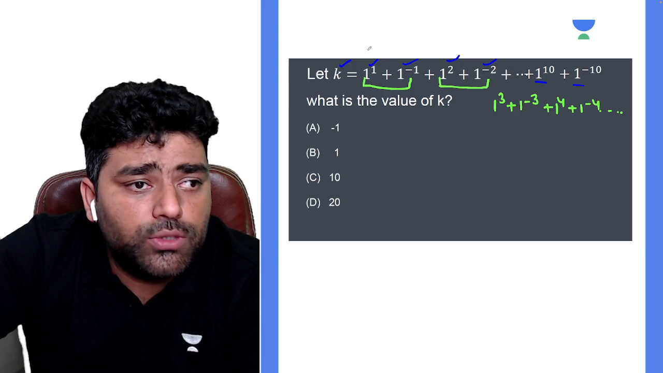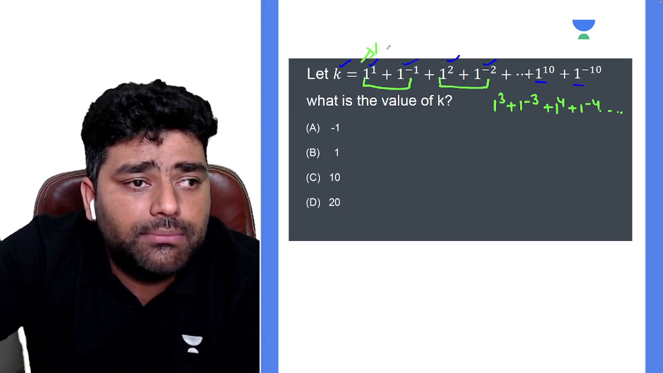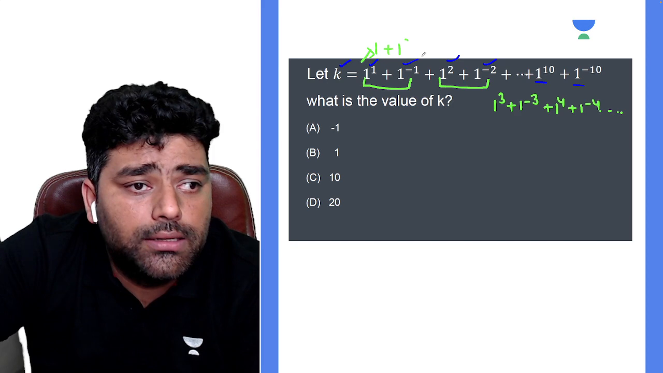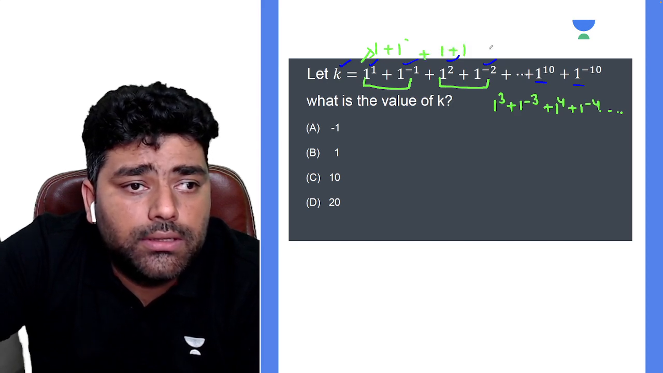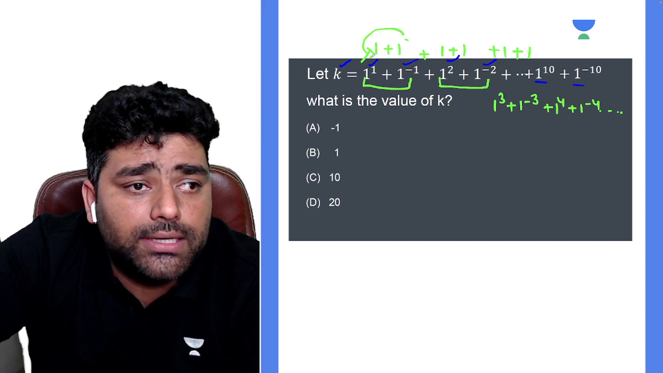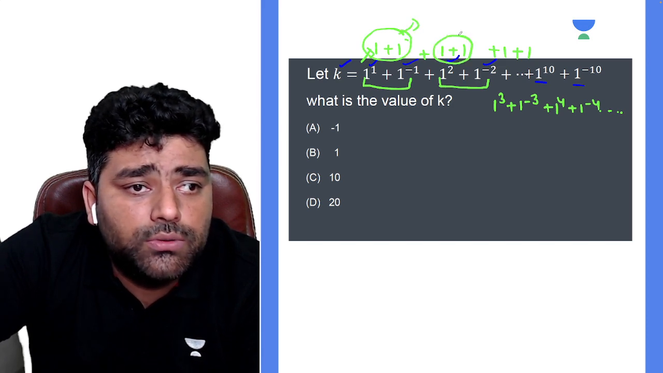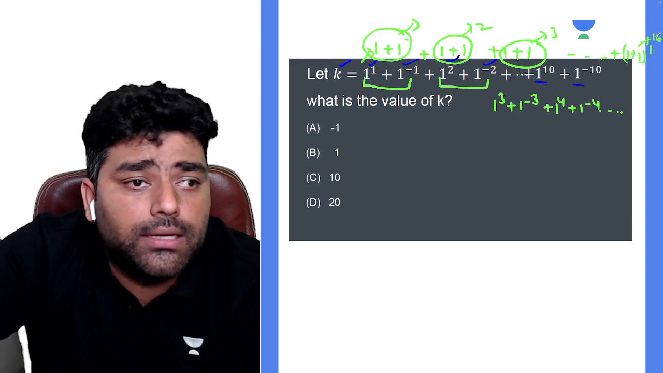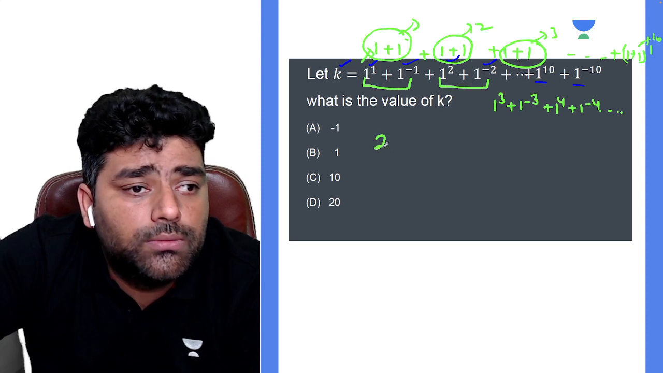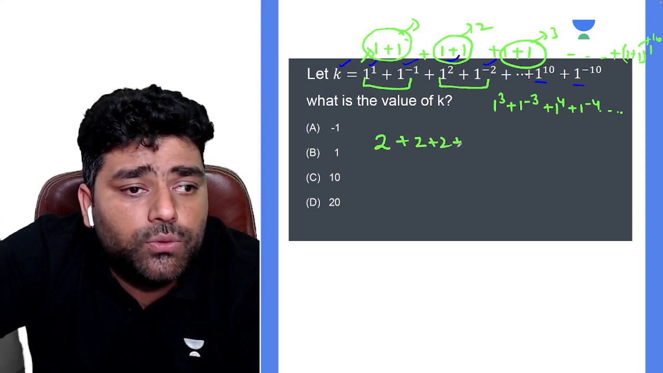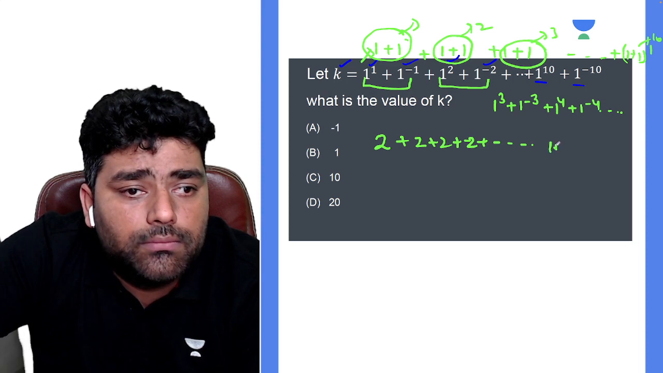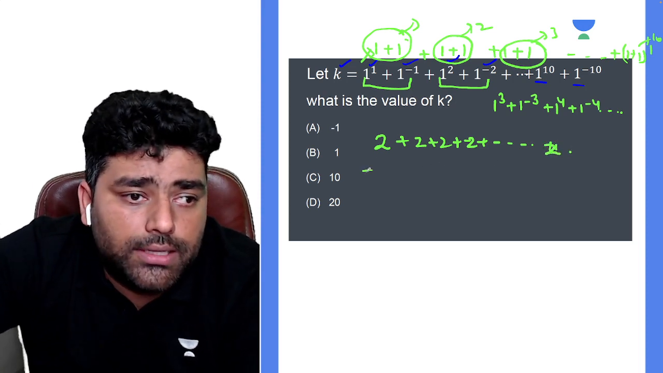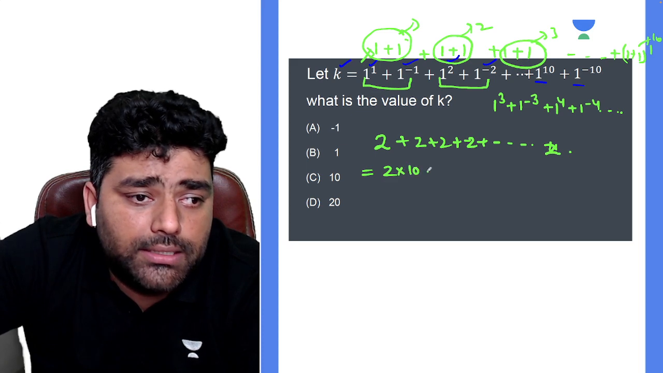So if you see here, 1 to the power 1, anything with power of 1 remains 1. So 1 plus 1, right? Then 1 plus 1, then 1 plus 1. This is for power 1, power 2, power 3, and so on, till power 10. So this is something like 1 plus 1, that is 2, right? So again 2, again 2, again 2, till 10 terms. So this is going to be 2 multiplied by 10, that is going to be 20.